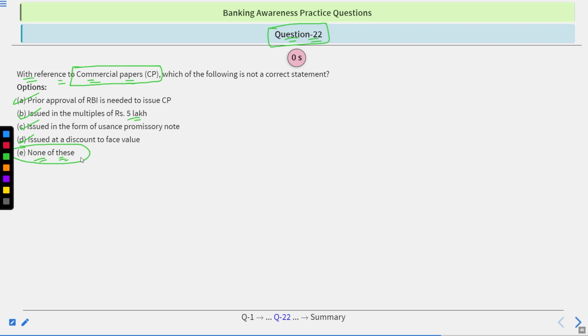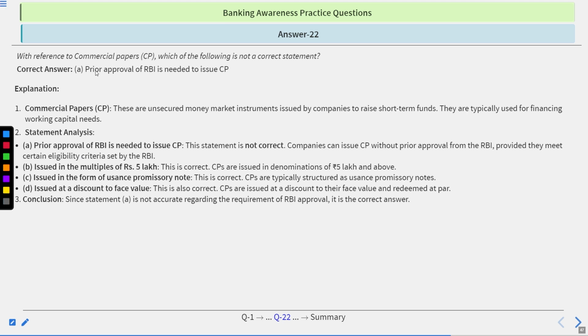Okay, the time's up. Now, the correct answer is: prior approval of Reserve Bank of India is needed to issue the commercial paper. Go by explanation. Commercial papers are unsecured money market instruments issued by companies to raise short-term funds, typically used for financing working capital needs. Statement analysis: prior approval of RBI is needed to issue CP. The statement is not correct.